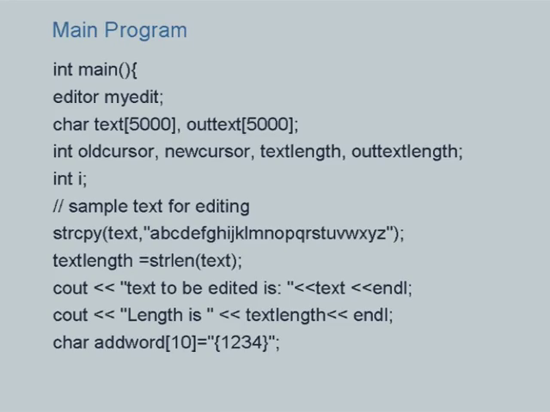So here is a sample text for editing. I am just saying strcpy with A, B, C, D, up to Z. I calculate the text length. I output that the text to be edited is so and so, and its length is so and so. And I put an add word which I want to insert at some position as opening curly bracket 1, 2, 3, 4, closing curly bracket. Notice that when I use either a strcpy or I assign during the initialization, the backslash 0 is automatically inserted by C++ at the end of the string. So I'm equipped with a sample text to be edited, and a word which I want to insert. Conceptually, I know I'm doing exactly the same thing that I did while developing my previous program. So I'm very clear in my mind what code I need to write.